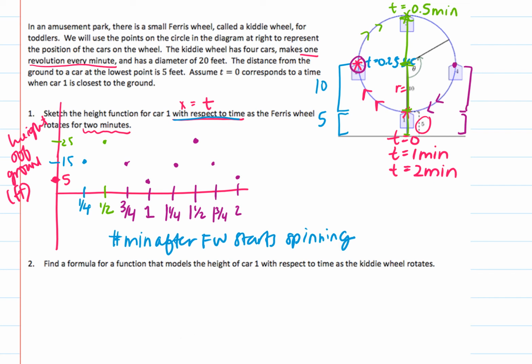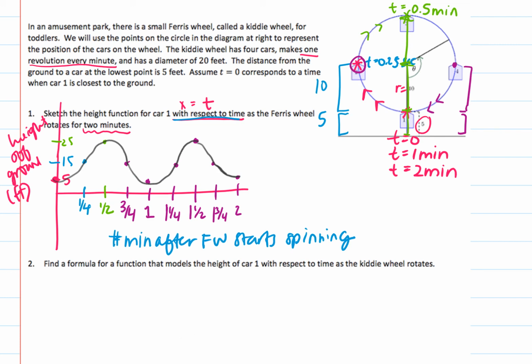Okay, so sketch the height function. Let's just go ahead and connect these dots. I can tell that the values are going up and down in a circular fashion, right? You're traveling around a Ferris wheel, so you're traveling in a circle. So I'm going to connect these with a nice circular curve.